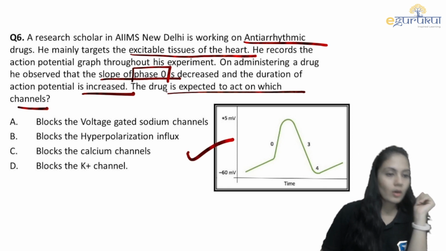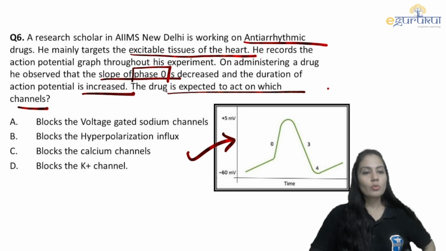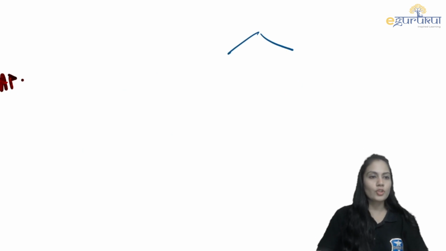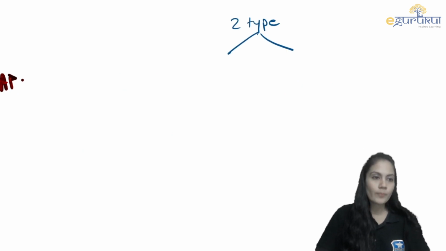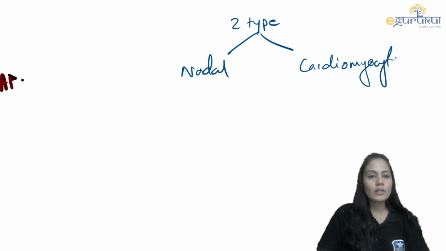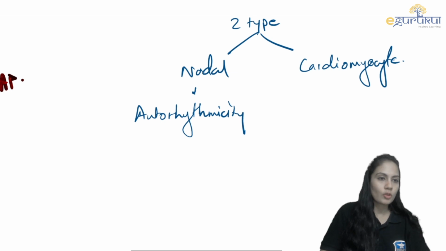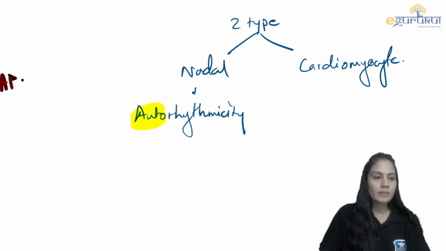So what we see over here is something known as slow action potential. As I told you, let's discuss that over here itself. There are two types of tissues in the heart, right? First is the nodal tissue and second is the cardiomyocyte. Now the nodal tissue contains a specific property known as autorhythmicity. Now, what is this autorhythmicity? Auto means by itself. Rhythmicity means to create or generate a rhythm.